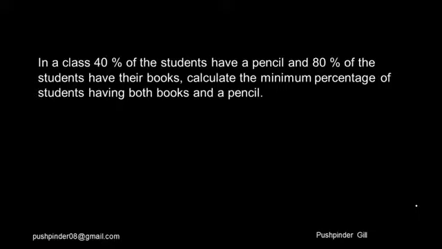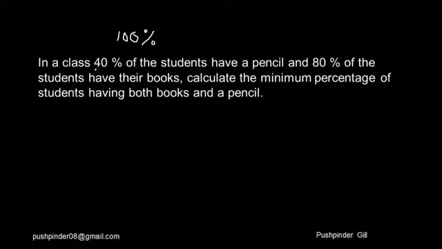In a class, 40% of the students have a pencil and 80% of the students have their books. Calculate the minimum percentage of students having both books and pencil. Now you already know that a class comprises 100% of the students. The total number of students will always be 100%.